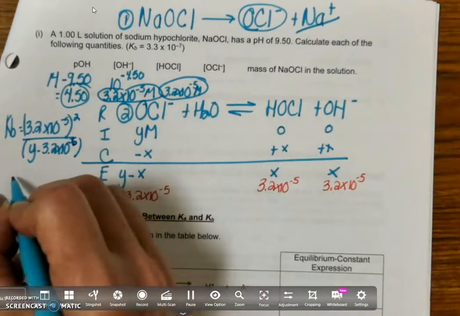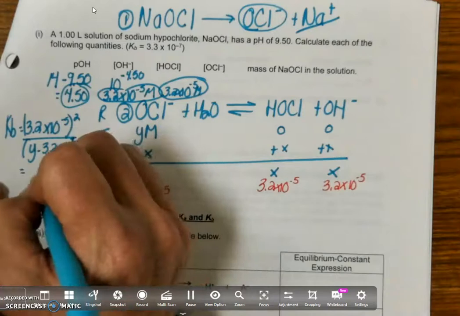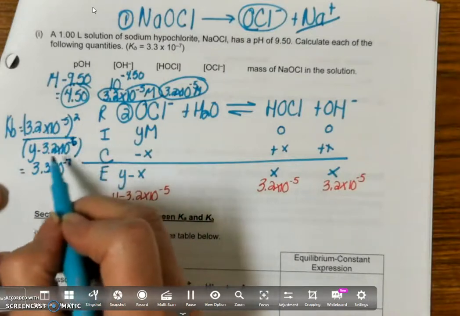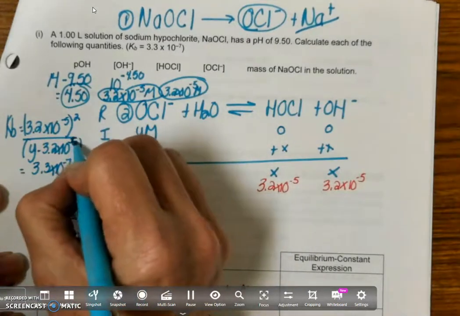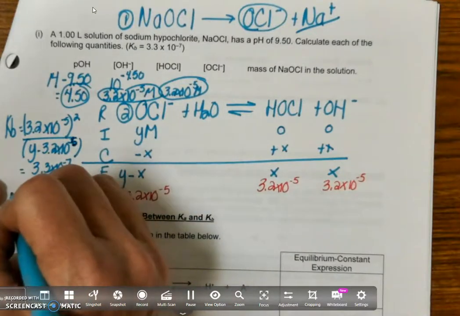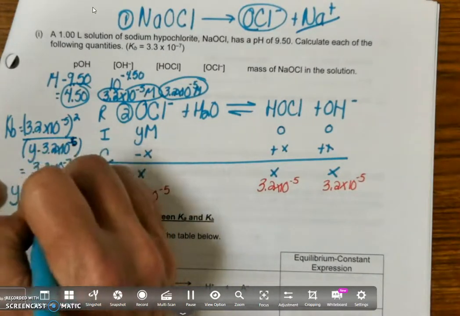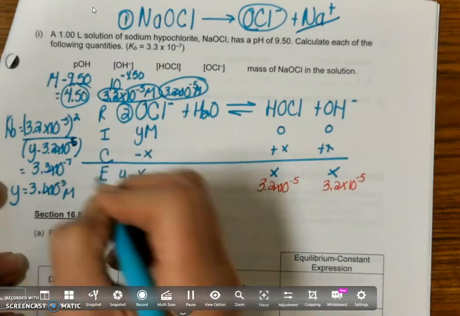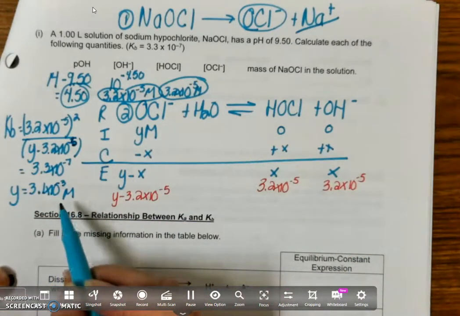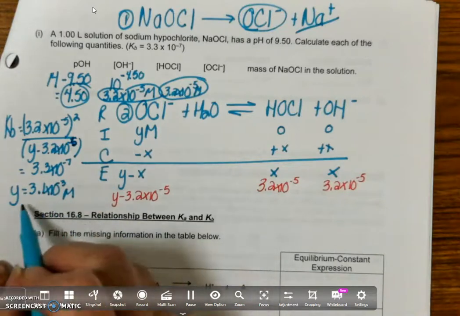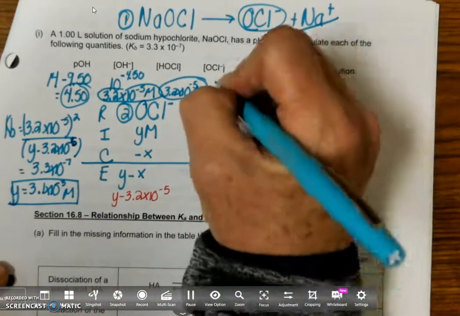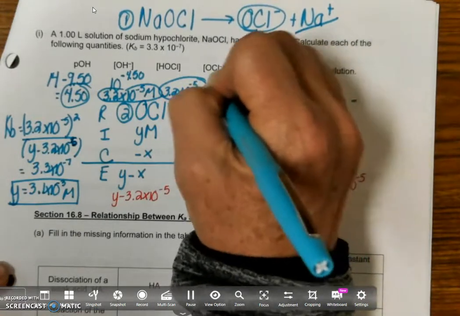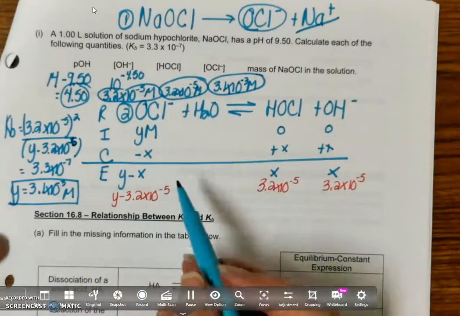I go through and I solve for Y, and so Kb is equal to what? 3.3 times 10 to the minus 7. All of this is equal to Kb, and it turns out that Y is equal to 3.1 times 10 to the minus 3 molar. Now, this is all in 1 liter, so I'm good. So this goes here. 3.1 times 10 to the minus 3 molar was the initial concentration of that. Okay.